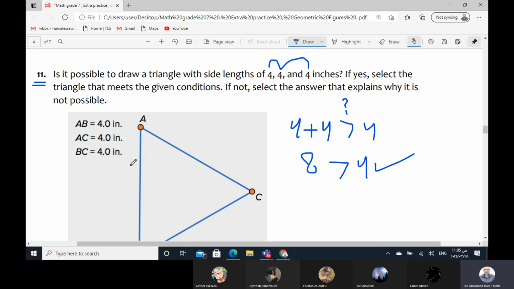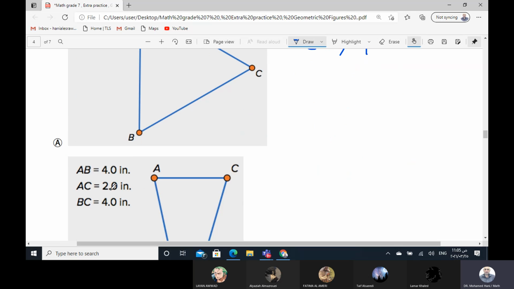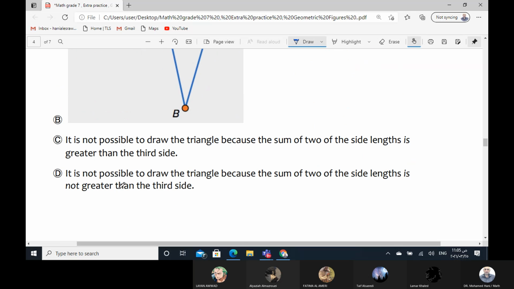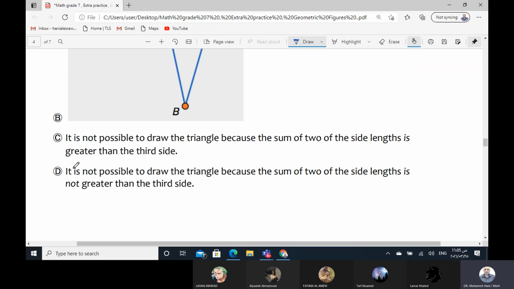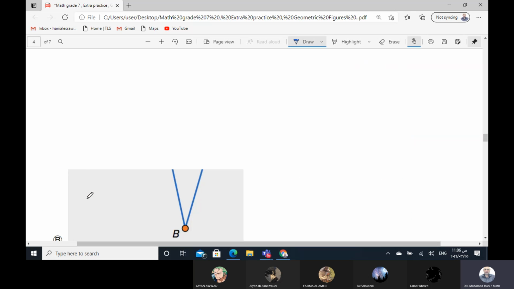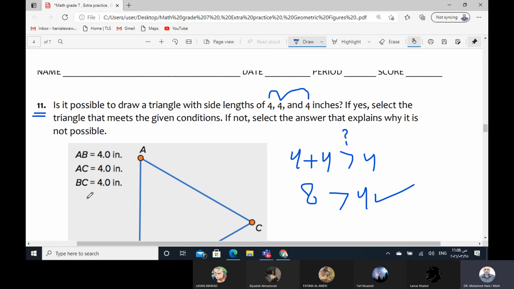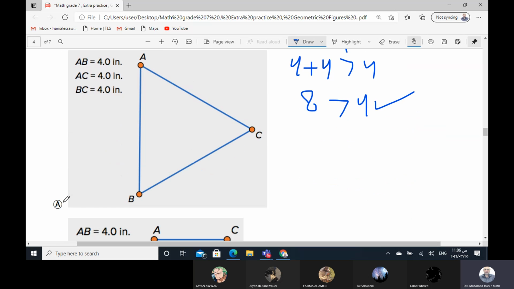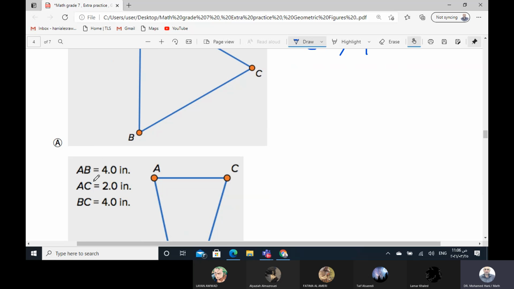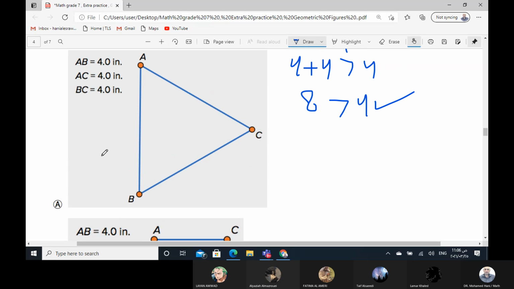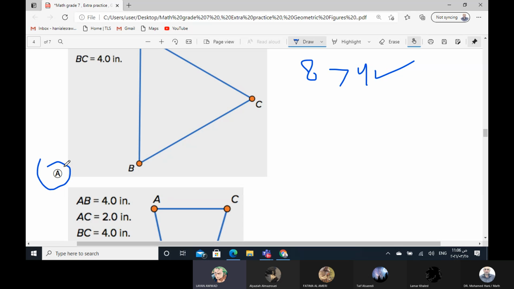Now here you have 4 choices. We have here 4, 4, 4, or 4, 2, 4, or we have not possible. So we can remove the 2 choices here because we can create the triangle. But what is the true choice here? A or B? This or this? Mister, A, as the given sides they give us. Yes, great.